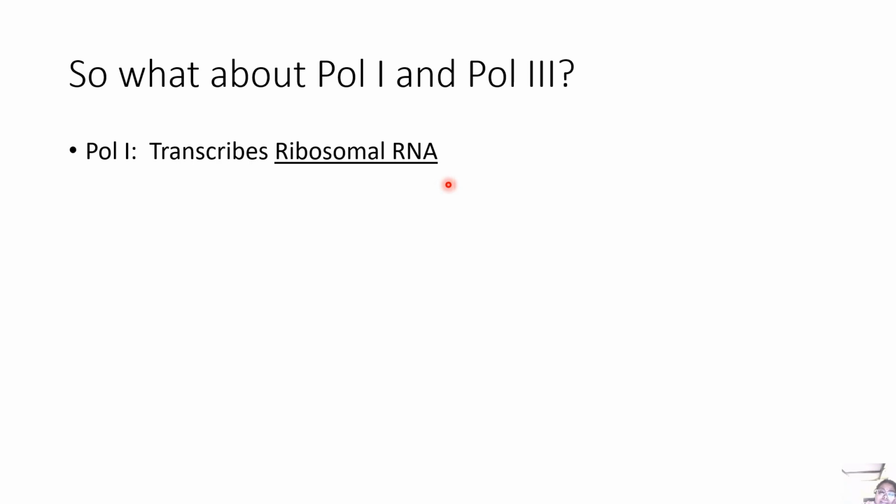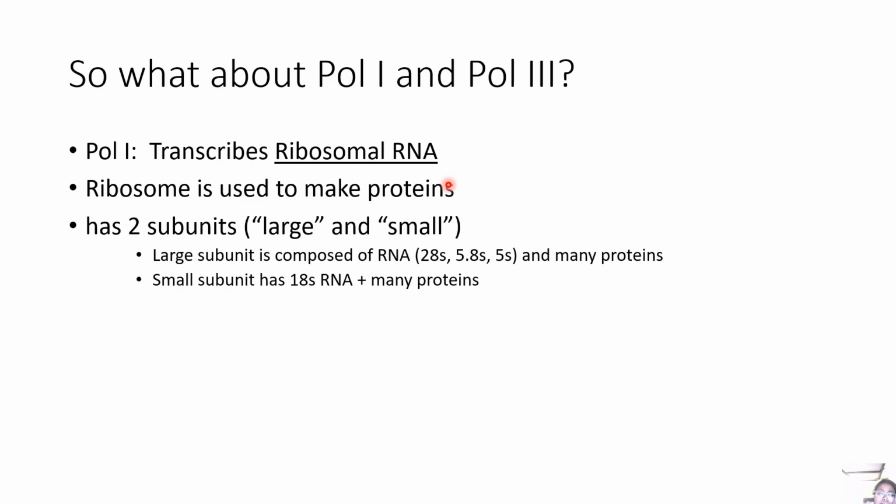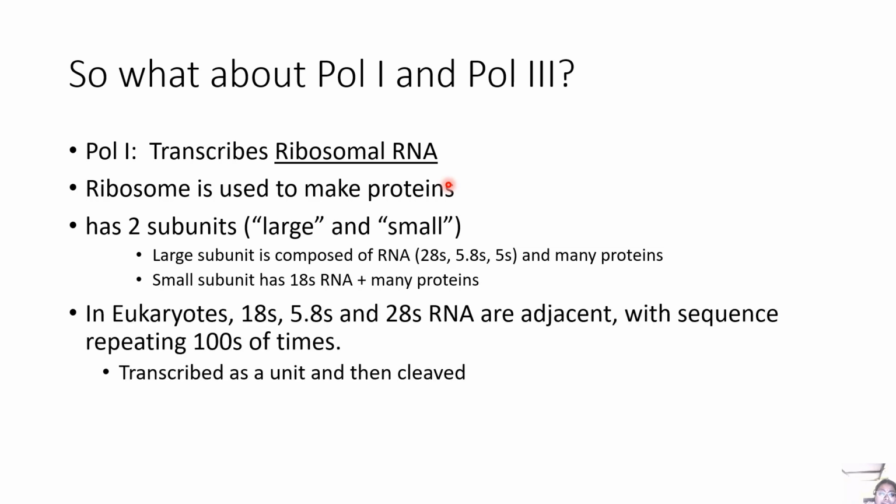Polymerase 1 transcribes ribosomal RNA. The ribosome is used to make proteins. It has two subunits, large and small. The large subunit is composed of 28S, 5.8S, and 5S RNA and many proteins. The small subunit has 18S RNA and many proteins. In eukaryotes, the 18S, 5.8S, and 28S RNA genes are adjacent, with the sequence repeating hundreds of times, transcribed as a unit and then cleaved.